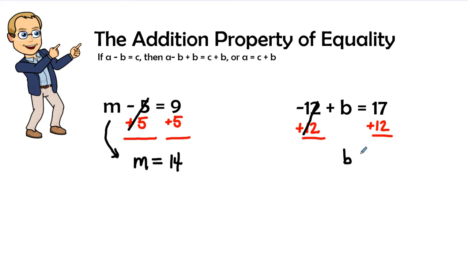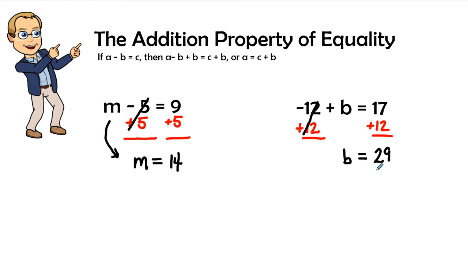We are going to keep our equal signs in line with each other. And now we have 17 plus 12. 7 plus 2 is 9. 1 plus 1 is 2. So in this answer is B equals 29.